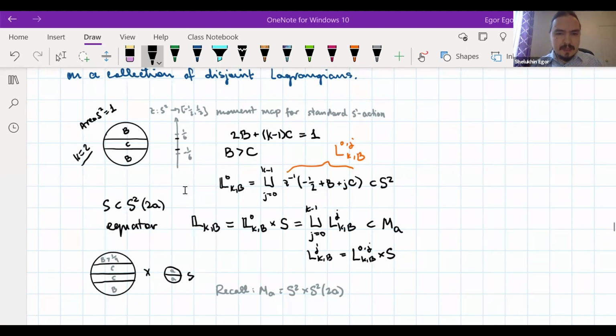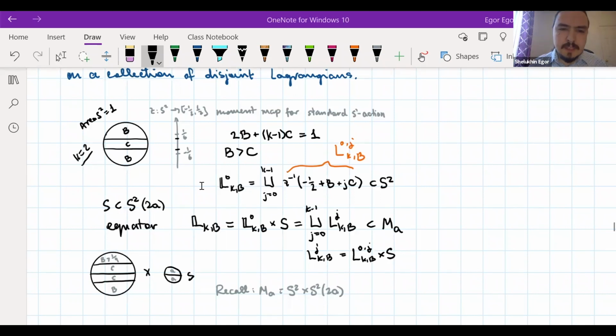And we take the level sets in such a way that, let's say we have K level sets, and we have 2 caps of equal areas B, and K-1 annuli of equal area C. Of course we want the total area to be 1, so 2B plus (K-1)C is 1. And also we require that B is bigger than C.